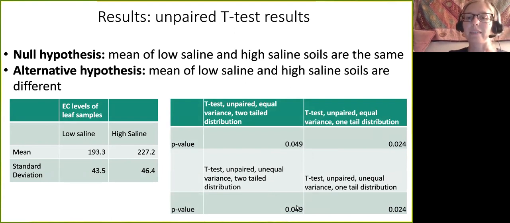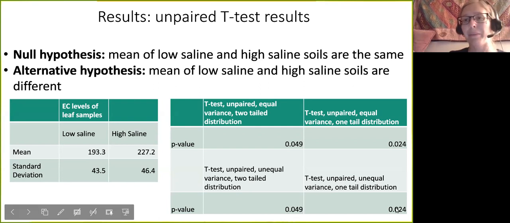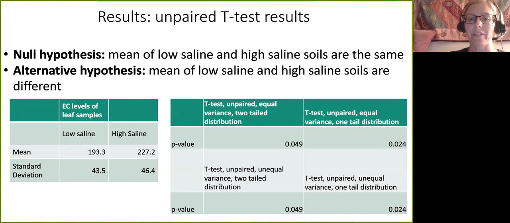I then did an unequal variance, the Welch's t-test, since they aren't exactly the same standard deviation, I just wanted to check that out. And again, it came out as the same results because the standard deviation is so similar on both of them. So it looks like we have a significant difference between the low saline and high saline EC levels of the leaves.